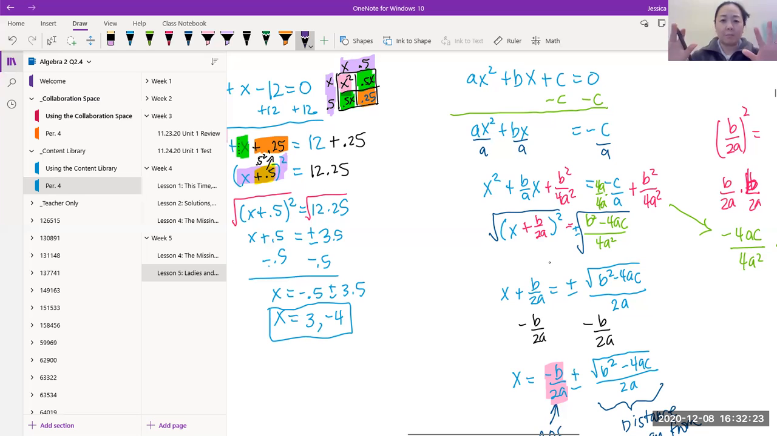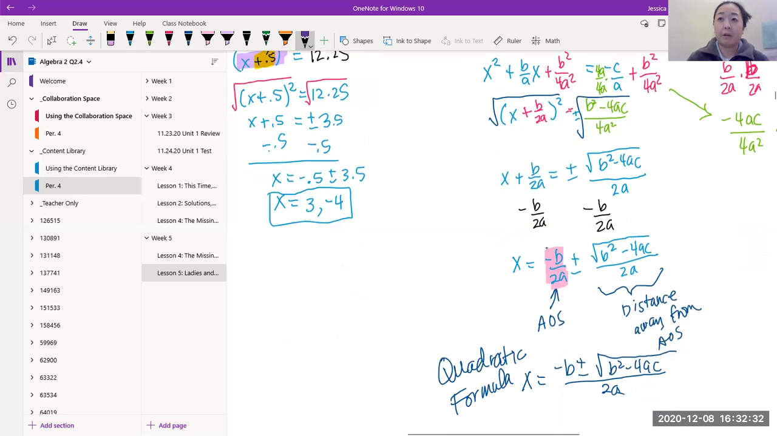Okay, we're almost there. Now we're going to subtract b over 2a on both sides because we want to get rid of it, since we want x equals, right? So here we go: x equals negative b over 2a plus or minus. See the plus or minus? And then I just copied it down. Literally just copied it down.